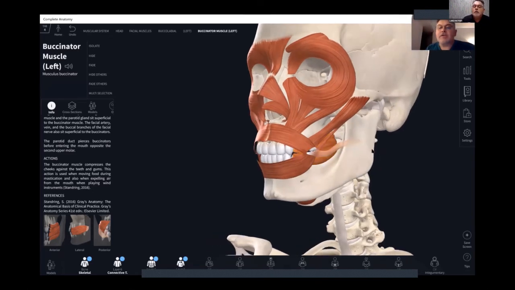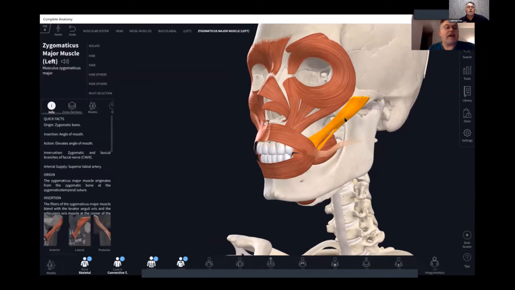And now on to the zygomaticus major and then minor, more medially. Their origin is off the zygomatic bone, and they insert into the angle of the mouth. The zygomaticus major is a little bit further posteriorly than the minor. They both elevate the upper lip.